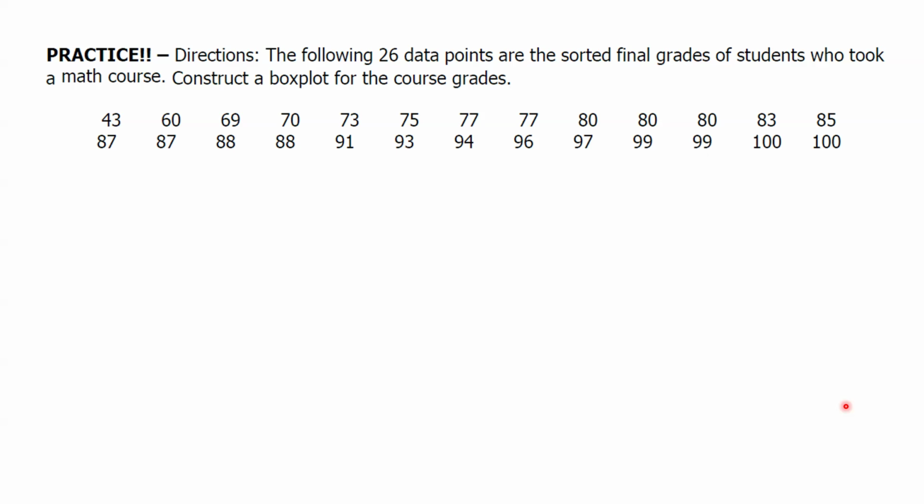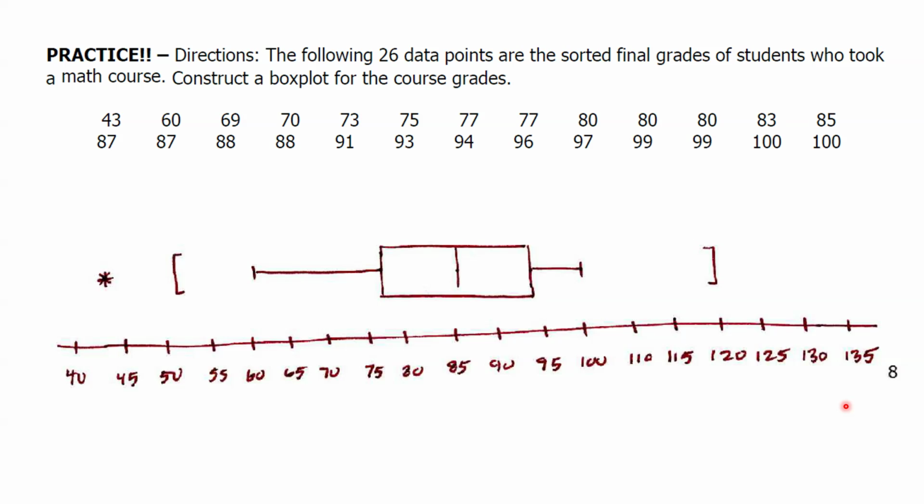Okay, hopefully you paused and attempted this problem. All right. This is a data set that we've looked at in the previous practice. So you have the 5-number summary. And then in the previous section for this data set, you found the lower fence and the upper fence. And we identified that 43 is an outlier for this data set. So your visual should look something like this.